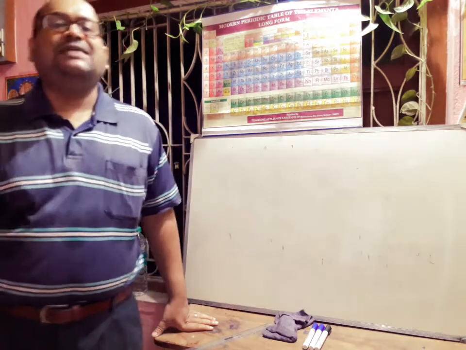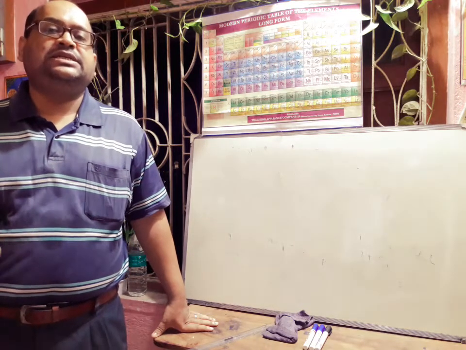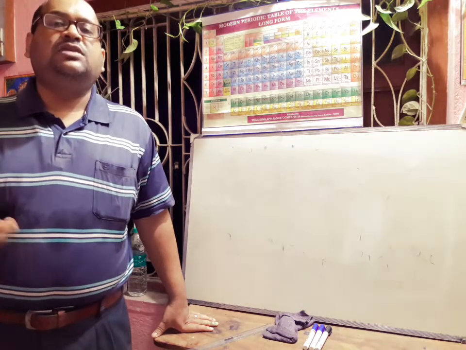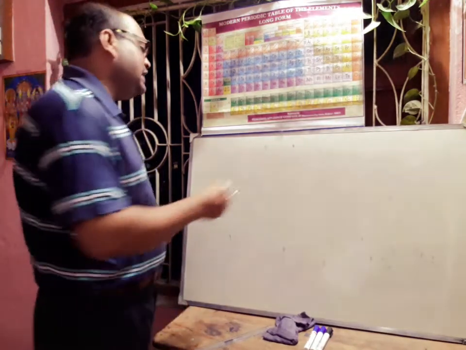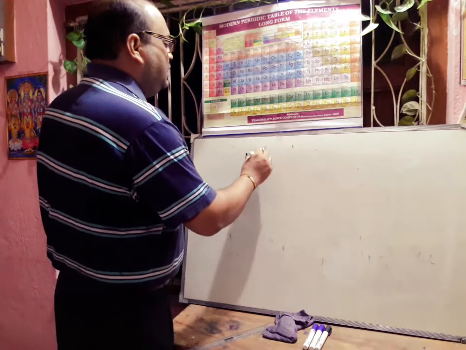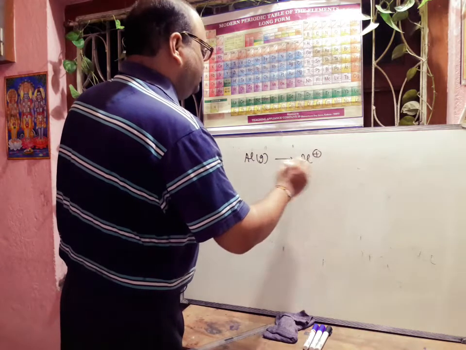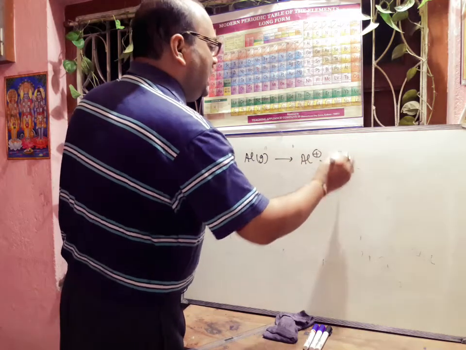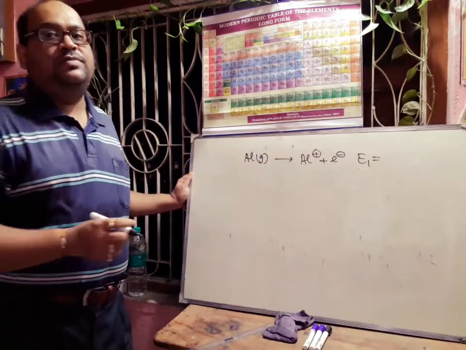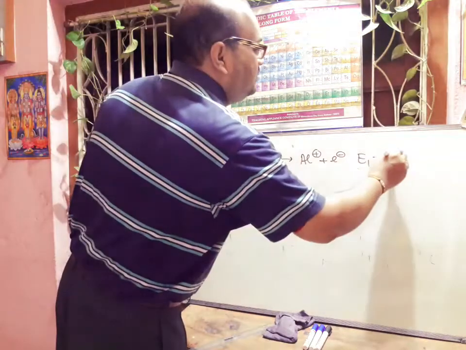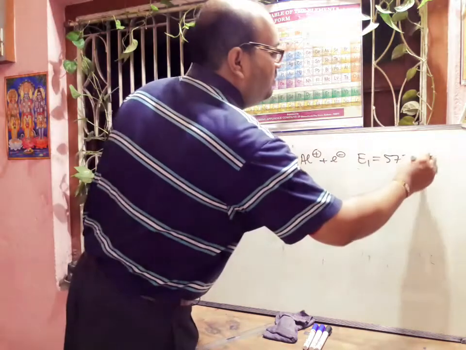Next, we will discuss the successive ionization enthalpy. We know about the first ionization energy, second ionization energy, third ionization energy. So, it is possible to remove more than one electron from a neutral gaseous atom. If we consider the case of aluminium in the monatomic gaseous state, it will release one electron, forming Al+, and this is the first ionization energy, and its value will be around 577, and its unit is kilojoule per mole.